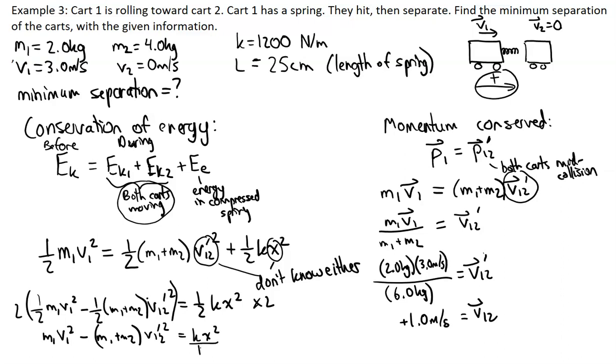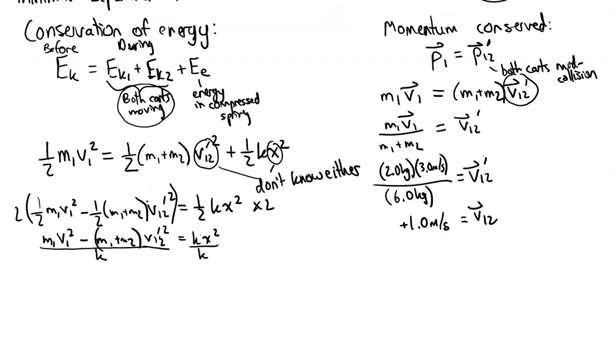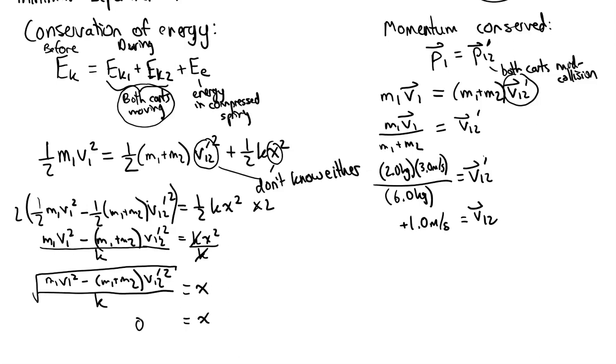I'm going to divide both sides by k, and I'm going to square root. So x is equal to the square root of m1 v1 squared minus m1 plus m2 v12 prime squared divided by k. So you sub those numbers in, you're given them all at the beginning of the question, and the x value ends up being 14 centimeters, or 0.14 meters that you should find.